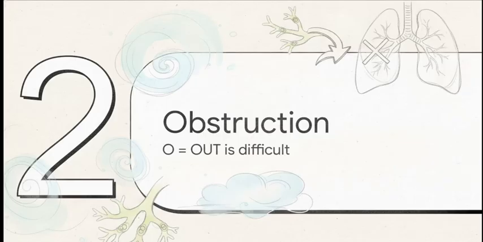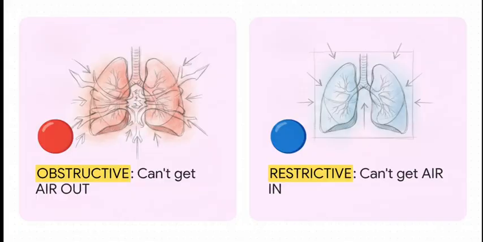Moving on to section 2, obstruction, air stuck inside. Just remember, O means out is difficult. To really build a strong spatial memory map here, we have to split the entire spirometry world into 2 totally distinct halves. Obstructive simply means you cannot get air out. Restrictive, on the other hand, means you can't get air in. Whenever you're looking at a test result, don't overcomplicate it. You are literally just playing a basic sorting game between these 2 distinct buckets.